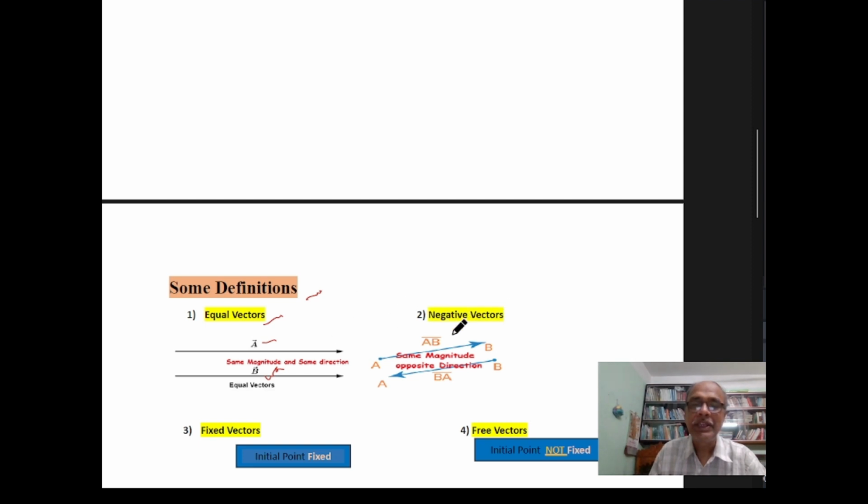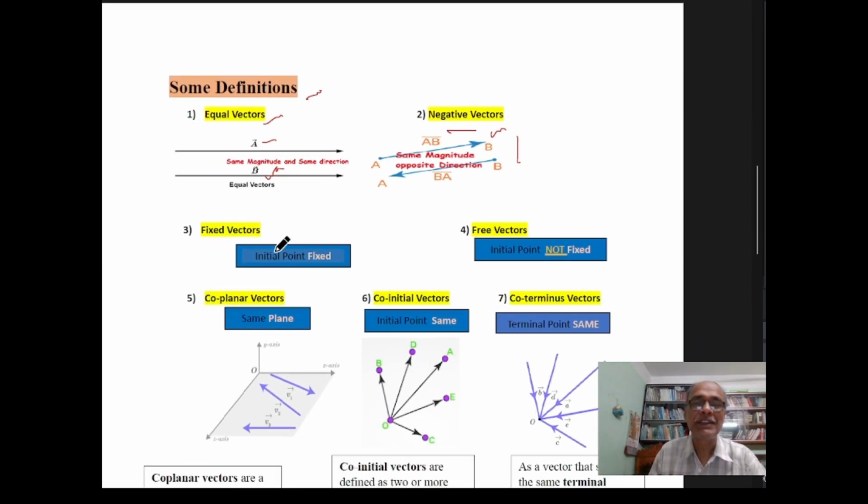And similarly, the negative vector. Here you see vector AB is in one direction and vector BA is in the opposite direction. Both are of the same magnitude. So if the magnitude of two vectors is the same but they are in opposite directions, then they are called negative vectors or opposite vectors.